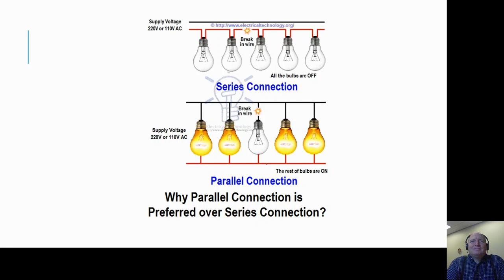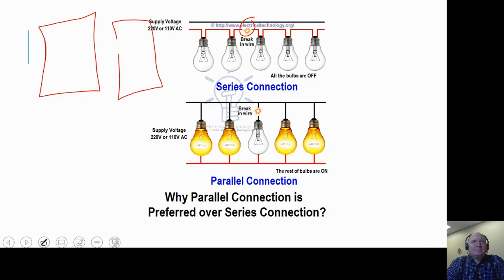parallel versus series. So if I look at this, why parallel connection over a series connection? Awesome. Well, right here, there's a break in the wire. This break in the wire means all of them will go out. Because remember, we have to have a closed loop. It has to be a complete path. If I have this, it cannot flow all the way back.